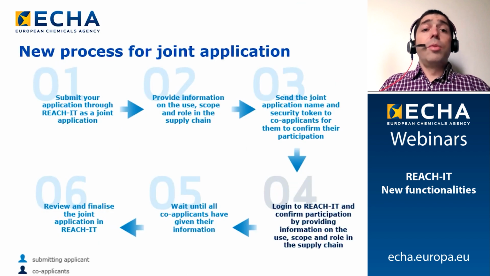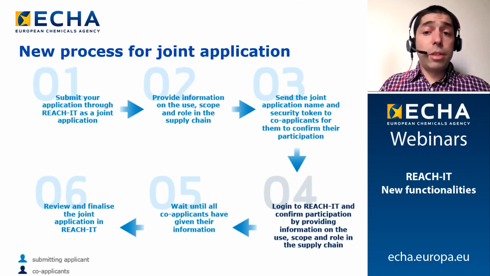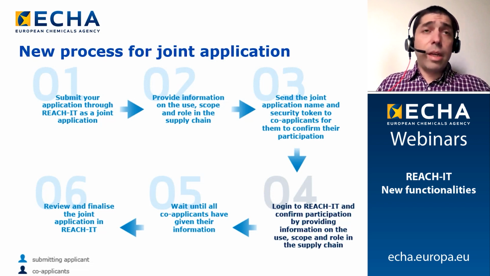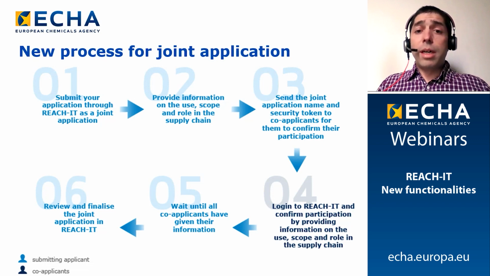Let me start with the changes in the joint application for authorization. As you know, in this feature, a group of companies can submit their application for authorization together. One of the members, the lead, has to create and submit the application through REACH IT. He has to provide the information about the use, scope, and the running supply chains of all the companies. Once he has finished the submission, a security token is going to be generated. The lead has to share this token with all the members.